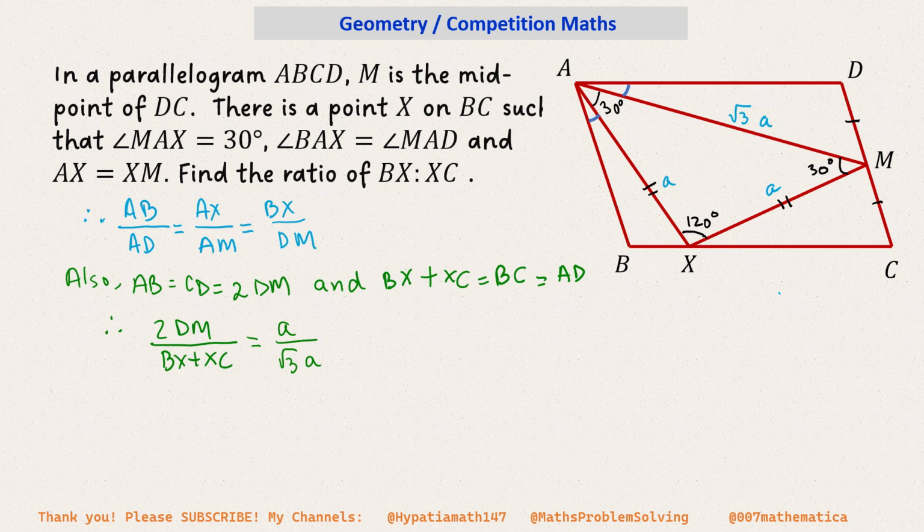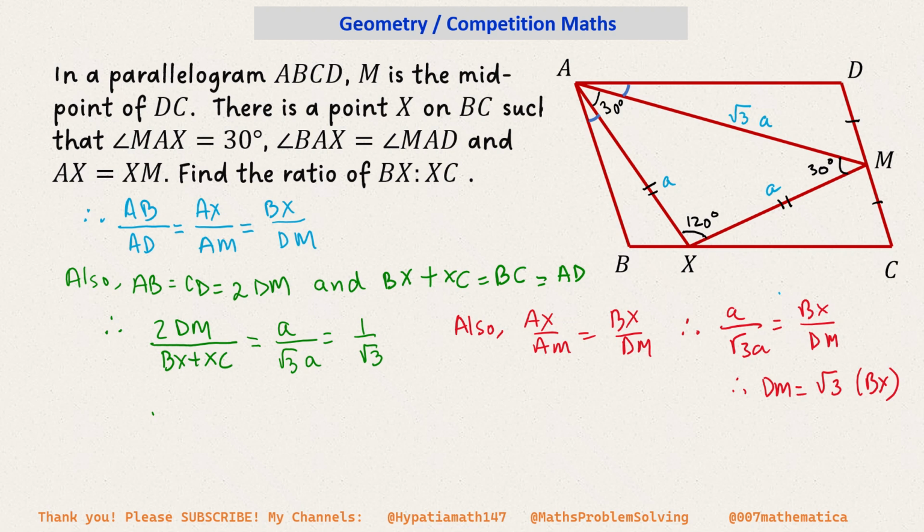Now we have DM we don't know, BX and XC we need to find, but what about DM? Can we do something about that? So what I can do is look at the other part of the proportional sides. AX out of AM is equal to BX out of DM. So AX out of AM I know, A out of root 3 A. This way you get DM in terms of BX.